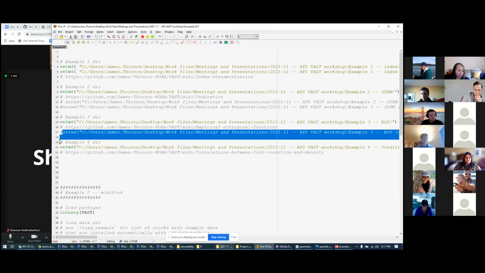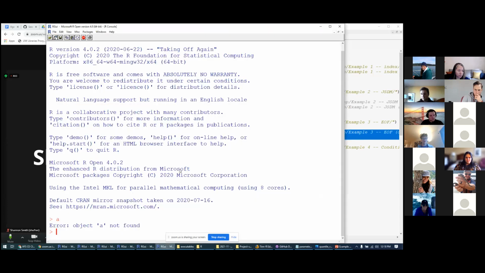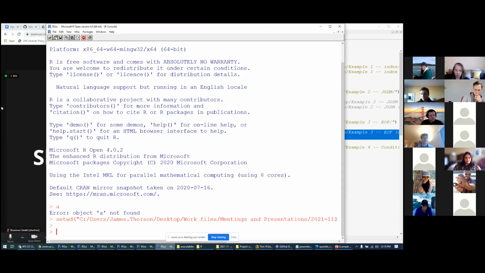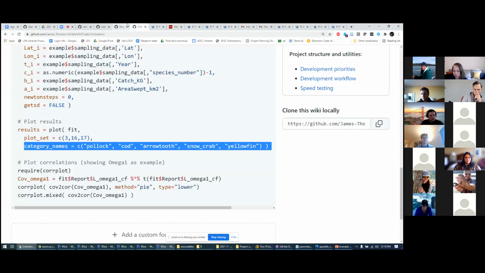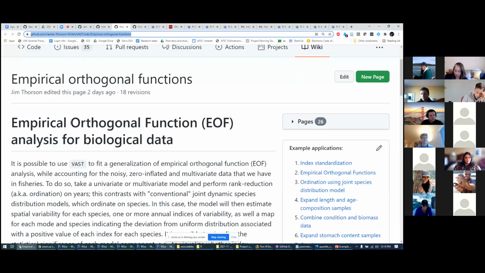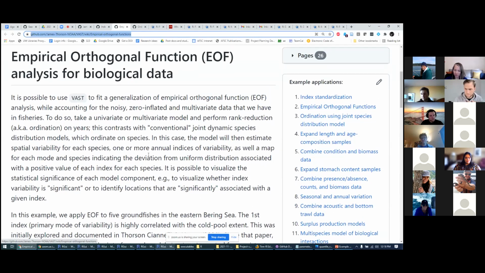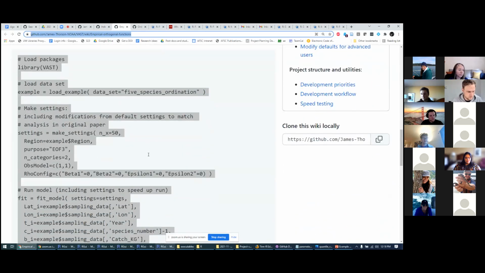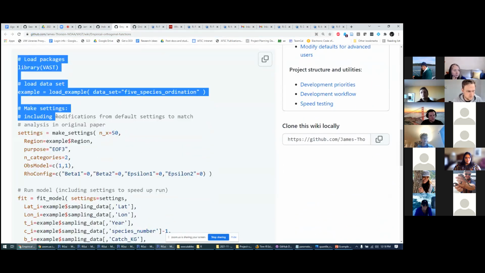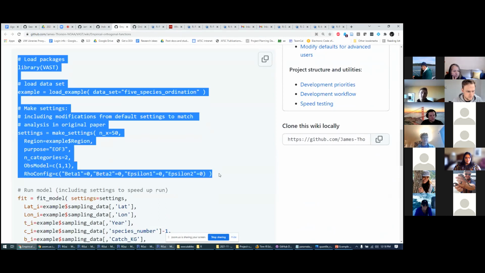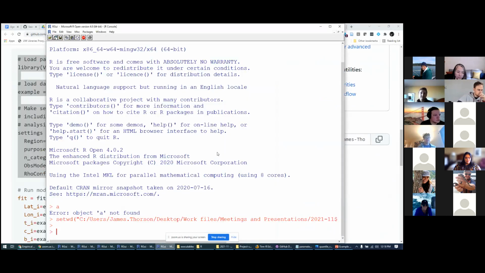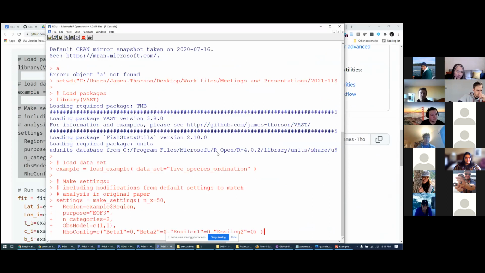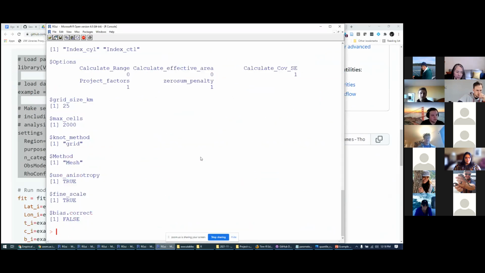I've got a fresh R terminal, but I'm just going to set that as the working directory. And then I'm going to start just copy pasting out of this EOF, empirical orthogonal function example application. That's example number 2. So in this case, I'm taking the 5-species ordination data set again, and I'm just running it with settings that look like this.